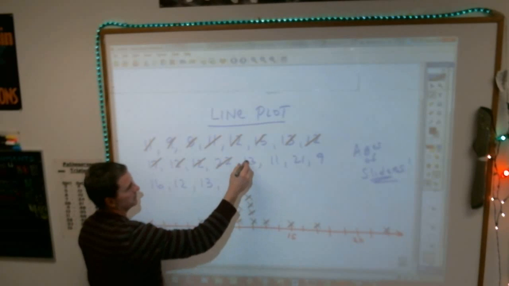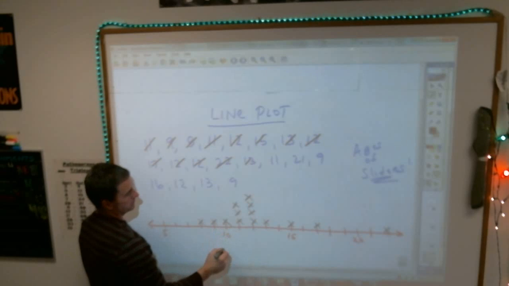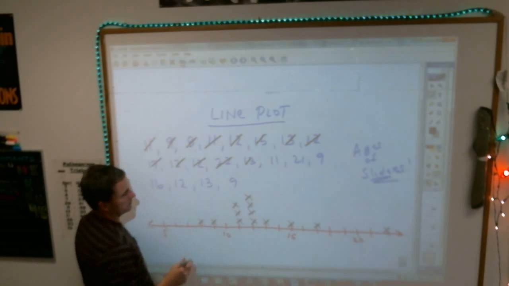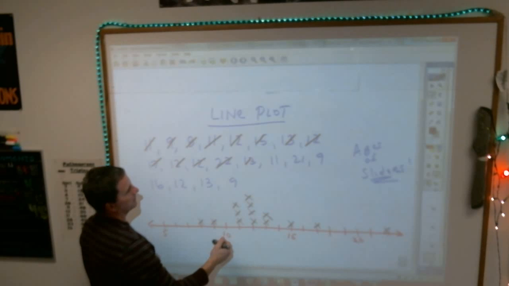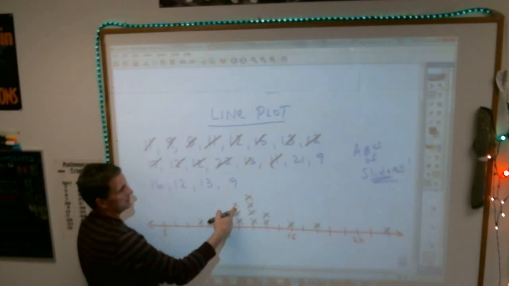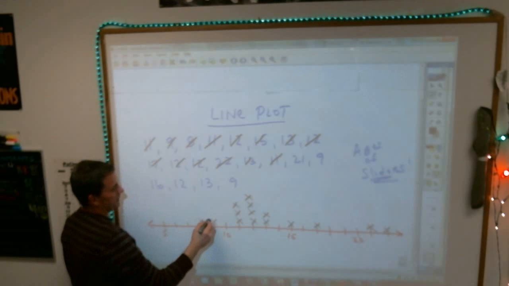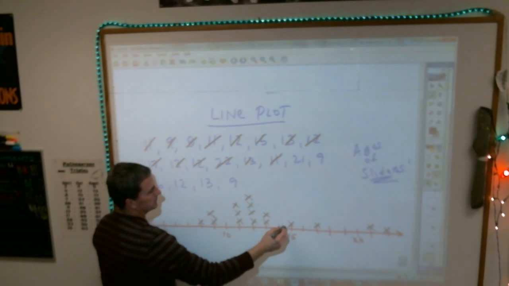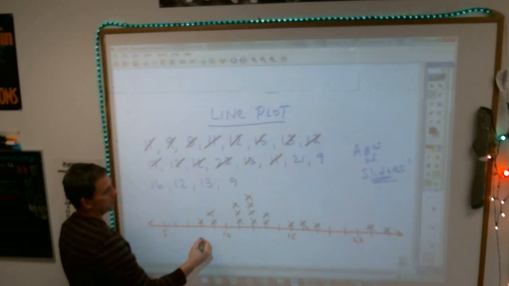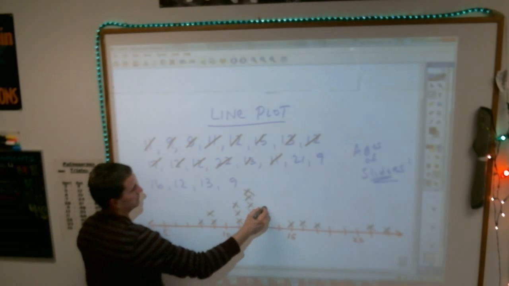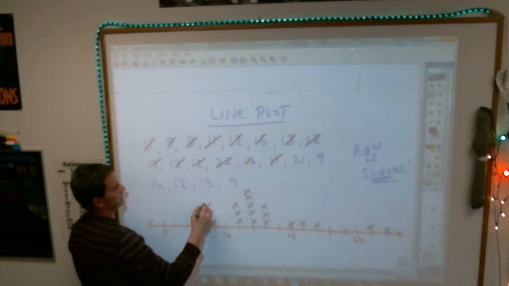a 13-year-old, an 11-year-old, oops, that wasn't what 11 was. Did I put the 13 in the wrong place? What 13 should I have? I should have 2 13s. And I think I put that as an 11. There's a 21, and a 9, and a 16, and a 12, and a 13, and a 9.